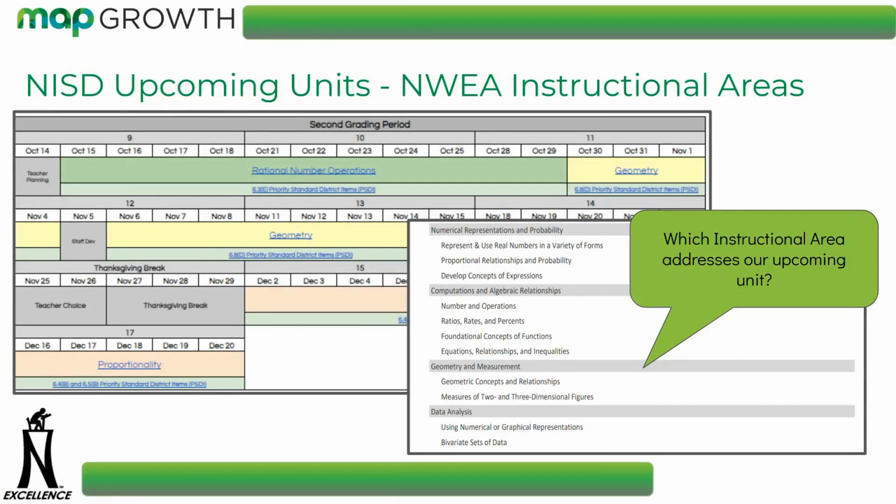Which brings us to our next section: which instructional area addresses our upcoming unit. This is a math picture, but looking at it, if I'm coming up on geometry or measurement, I want to make sure that my students are grouped accordingly in this instructional area. So I want to shift my instructional area view to see my students who are on the lower RIT bands, the middle RIT bands, and the higher RIT bands, so I can place them accordingly.